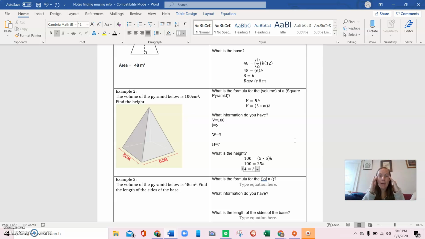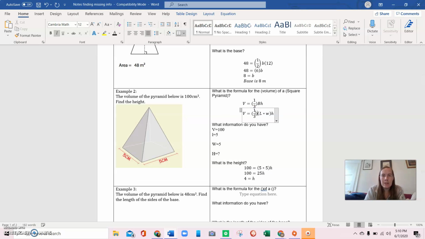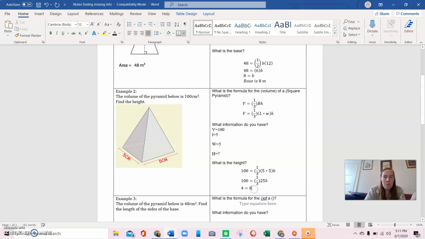I thought it was a prism. I wasn't even thinking. It's a pyramid. So what did I forget from my formula if it's a pyramid? I forgot the 1/3, which is fine. I can just add it in right now. So I forgot that 1/3. So that means I need to add that 1/3 here. That means I need to add that 1/3 here as well, which means my height is not 4. I need to do 1/3 times 25, which is the same thing as 25 divided by 3.